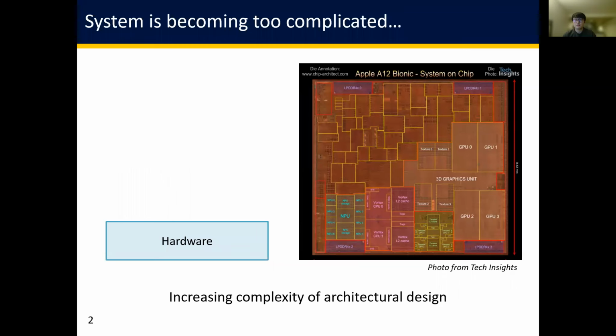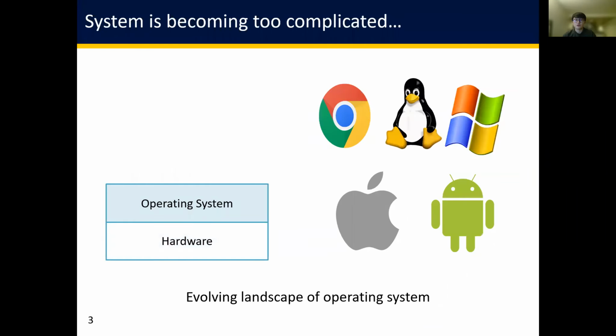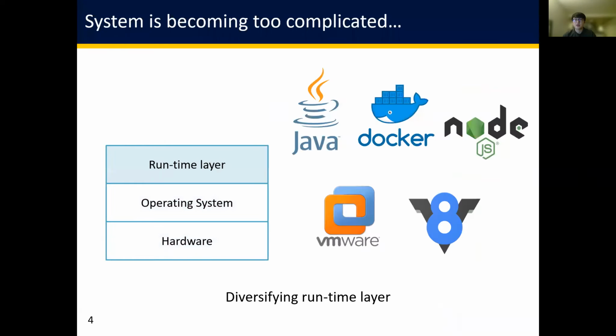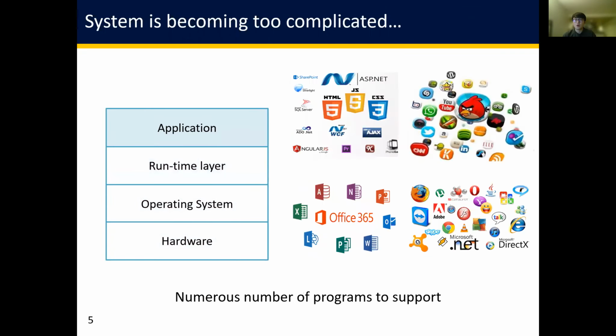Every year, we have new generations of hardware with ever-increasing design complexity, with new versions of operating systems and diverse runtime layers. On top of those layers, users run a numerous number of programs with any input they want to enter. Therefore, program execution is a sophisticated interplay across multiple layers of a computing system.